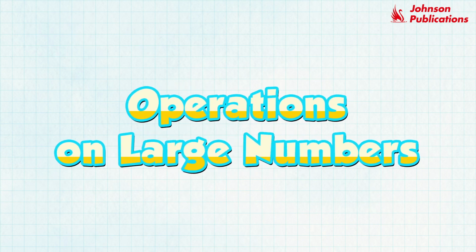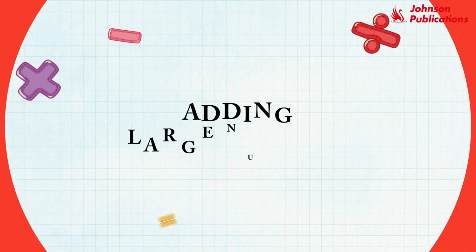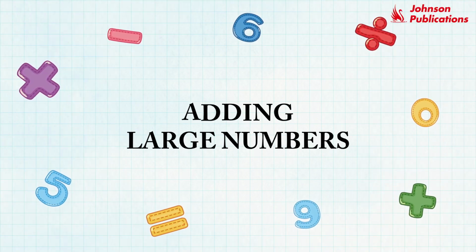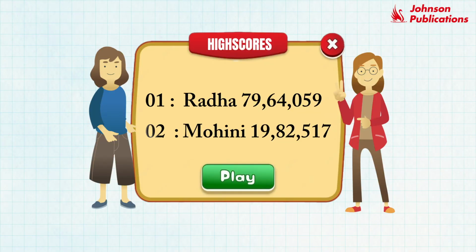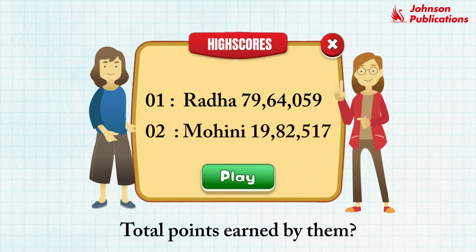Operations on large numbers. Adding large numbers. Radha and Mohini have been playing an online game for a month. Radha earned these many points and Mohini earned these many points. How many points did they earn in total?